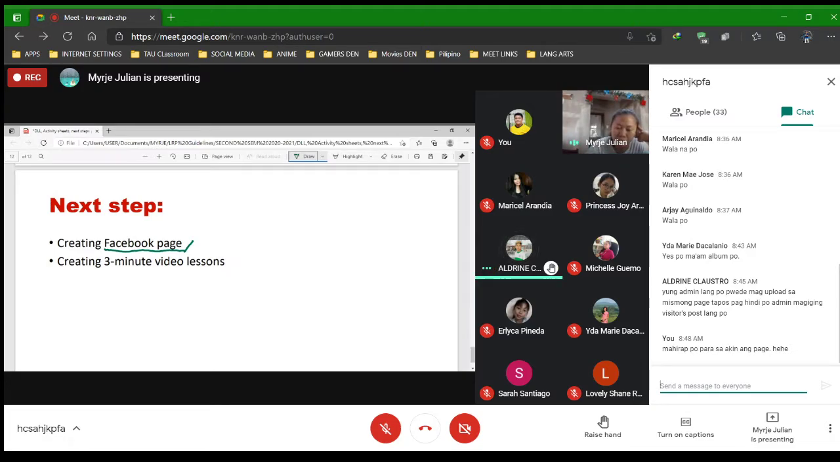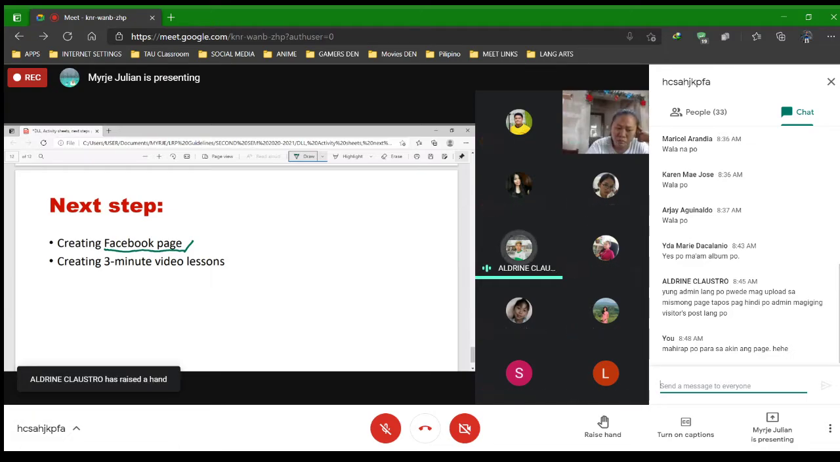Ma'am, pag sa Facebook page po kasi, yung admin lang po yung pwedeng mag-post. Tapos pag hindi po admin, kunwari kami po, parang magiging visitors post lang po siya, ma'am. Ay, ganoon. Sige. So, since ganun pala yung situation, ako lang palang pwedeng mag-post.